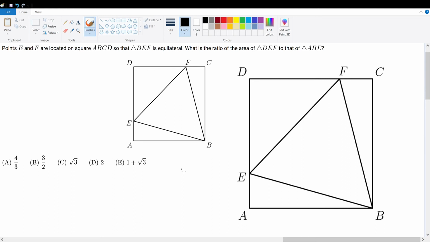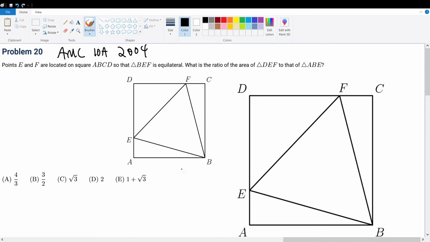AMC 2004, problem 20. Points E and F are located on square ABCD so that triangle BEF is equilateral, and we're trying to find the ratio of the area of DEF to ABE. So we're told that BEF is equilateral, so therefore we are given angles. Now, if we're given angles, we want to relate it to trigonometry. That is always the best thing to do.